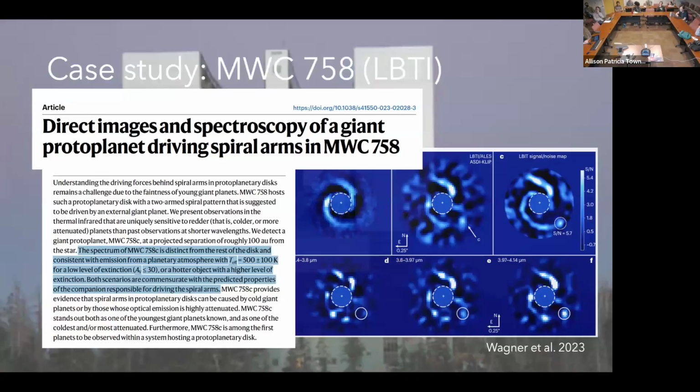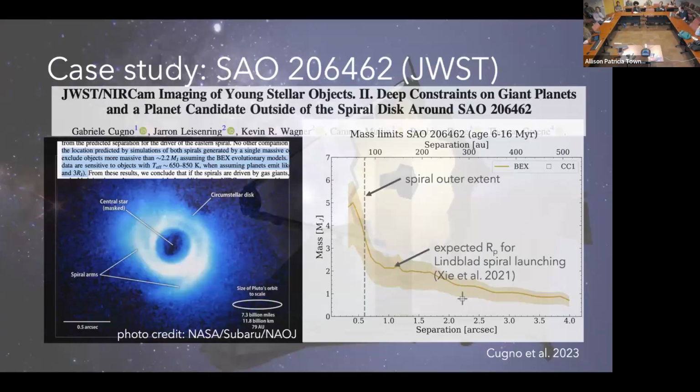And secondly, if you're just looking at observations, in MWC758 I think there is some evidence in the direction of potentially a massive driver in these systems. Look at this paper. But if you look at, say, SAO 206462, now that we have JWST, people have been looking for these massive drivers of m equals 2 spirals interior to them, and these searches haven't turned up anything conclusive, I have to say.